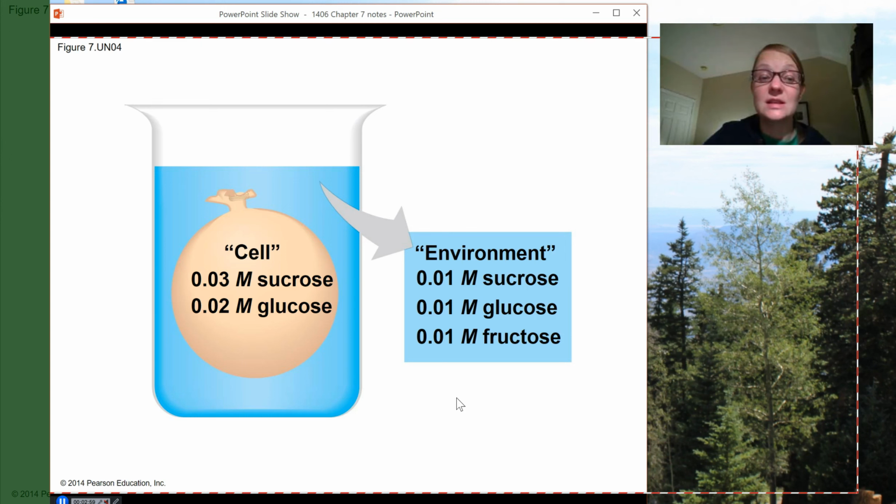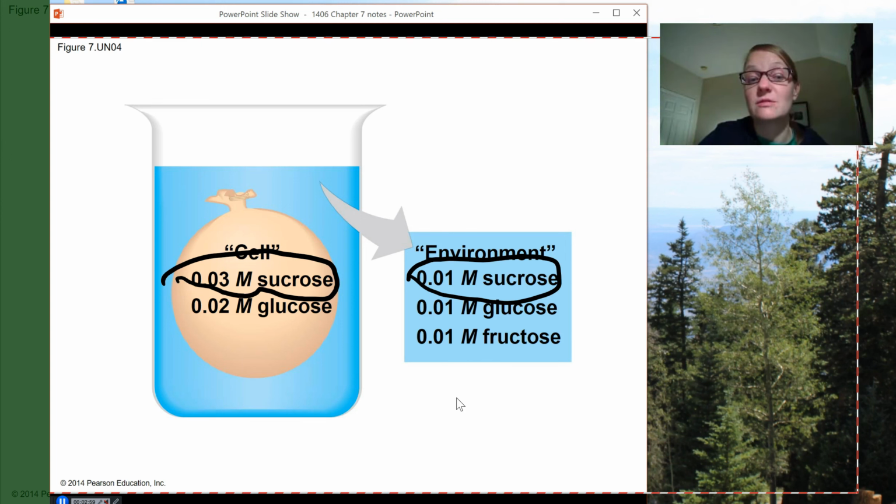We have 0.03 molar sucrose on the inside of the cell. On the outside, we only have 0.01 molar. Clearly, the concentration of sucrose is higher on the inside of the cell than the outside. And so in this case, sucrose is going to have a net diffusion direction from the inside of the cell out to try to balance things out.